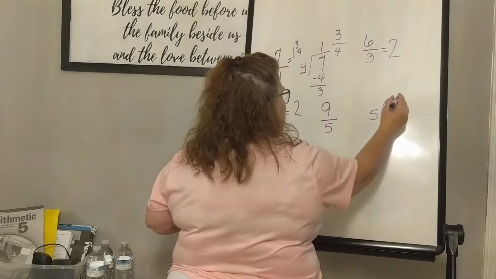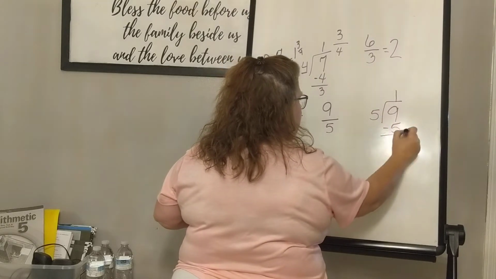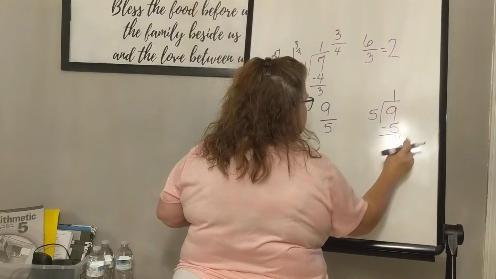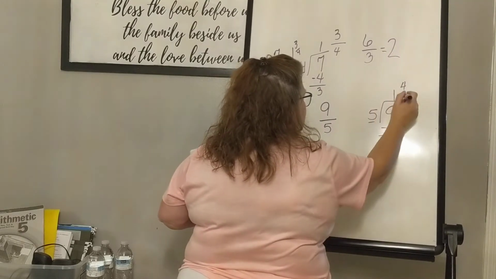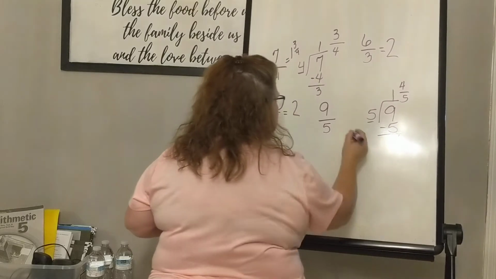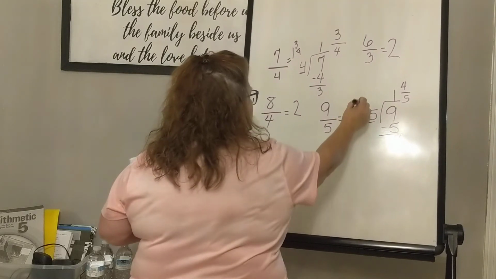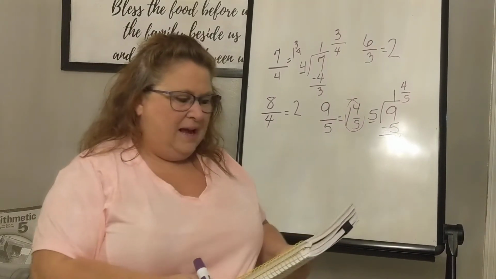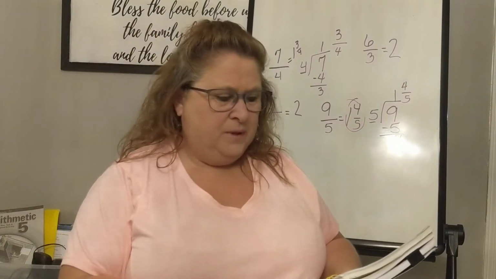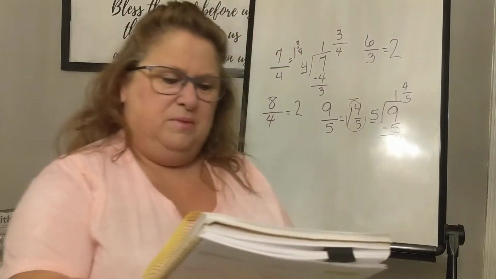5 will go into 9 one time. 1 times 5 is 5. 9 minus 5 is 4. 4 becomes our numerator, and 5 is our denominator. So 9/5 equals 1 and 4/5. Okay? So you will go ahead and do the last 4 of those on your own. Look at section 2. We'll do 2 division problems together.